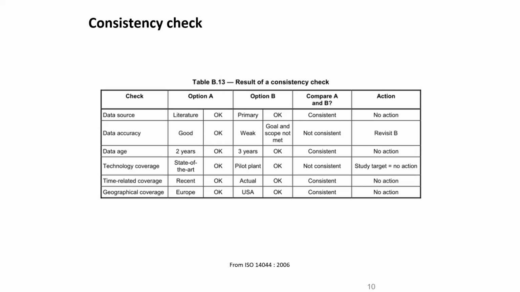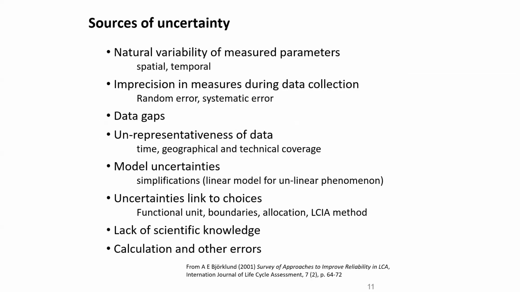For consistency, you look at the data source, whether it's primary or secondary data, data accuracy, data age, technology coverage, time-related coverage, and geographical coverage. All of those need to be looked at. For sources of uncertainty, there is natural variability of the measured parameters, which could be spatial and temporal. There could be imprecision in measurements during data collection, and data gaps could be there.